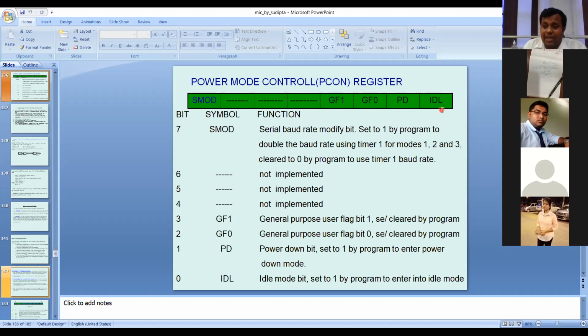But in power down mode, just like a remote, the microcontroller and the peripherals are not consuming any power. Only some interrupt can be recognized. If you are pressing any switch, then it can work.